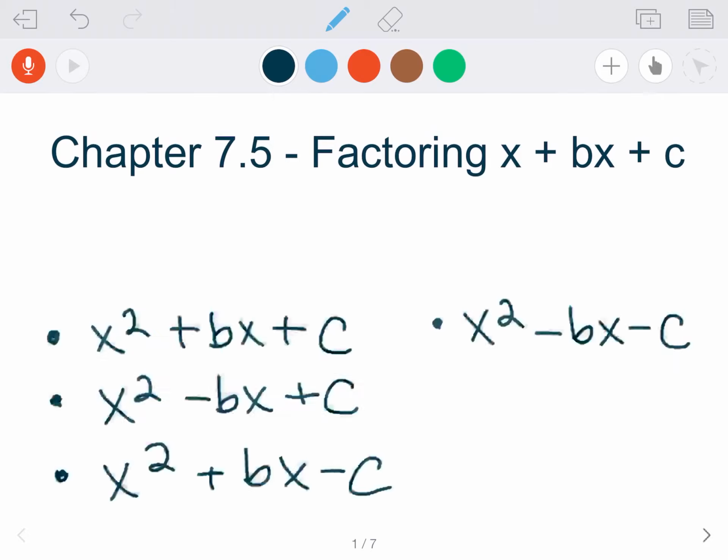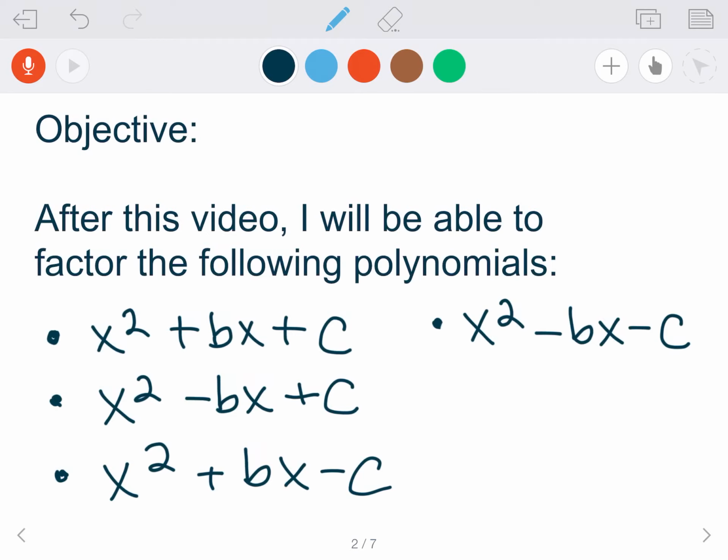This is part 3 of our video studying chapter 7.5, factoring polynomials of the form x squared plus bx plus c. Now in part 2 of this video, we discussed how to factor polynomials of the form x squared plus bx plus c, where everything is positive. And we did an example of the form x squared minus bx plus c, where the middle term or the linear term is negative. So in this video, we will discuss examples with both the constant term being negative and the linear and constant terms being negative.